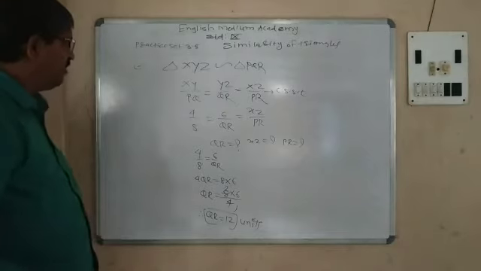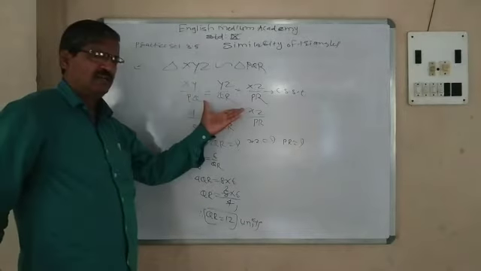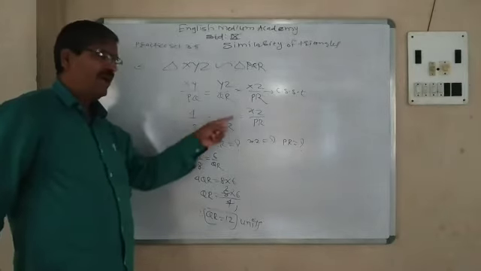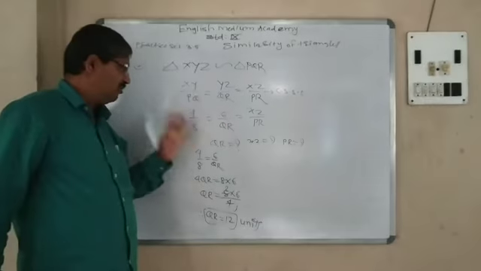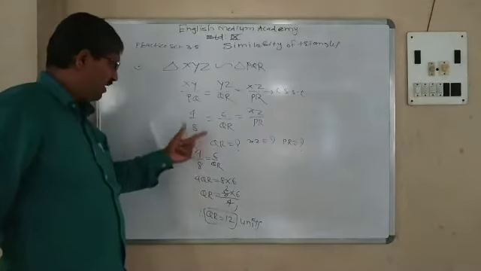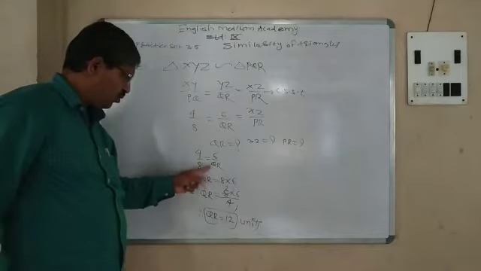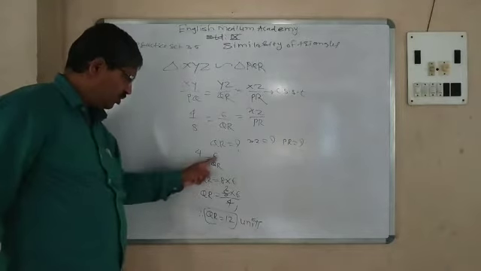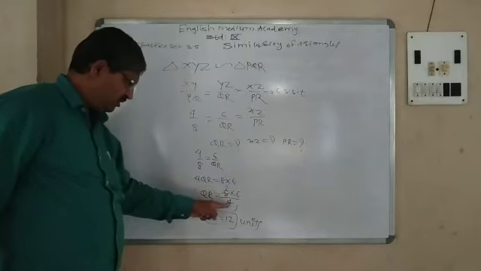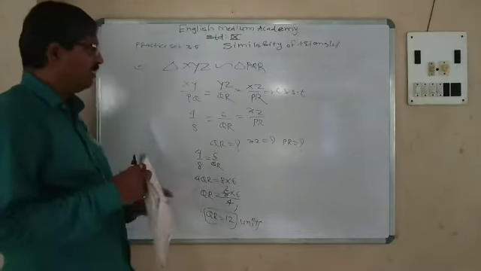Once again, what I have done, look here: I have written the first corresponding sides. Afterwards, I have kept the given values, and from it the first and second pair is taken. 4 upon 8 is equal to 6 upon QR. 4 into QR is equal to 8 into 6. Now 4 goes there, becoming division, and thus you will get 12.